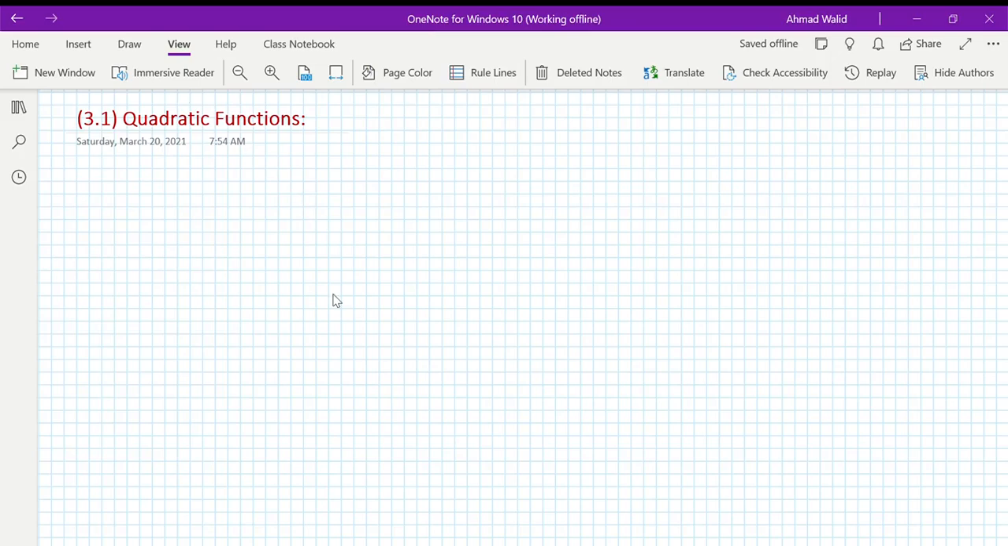Hello all, let's start chapter 3. Chapter 3, the first section is 3.1 Quadratic Functions.